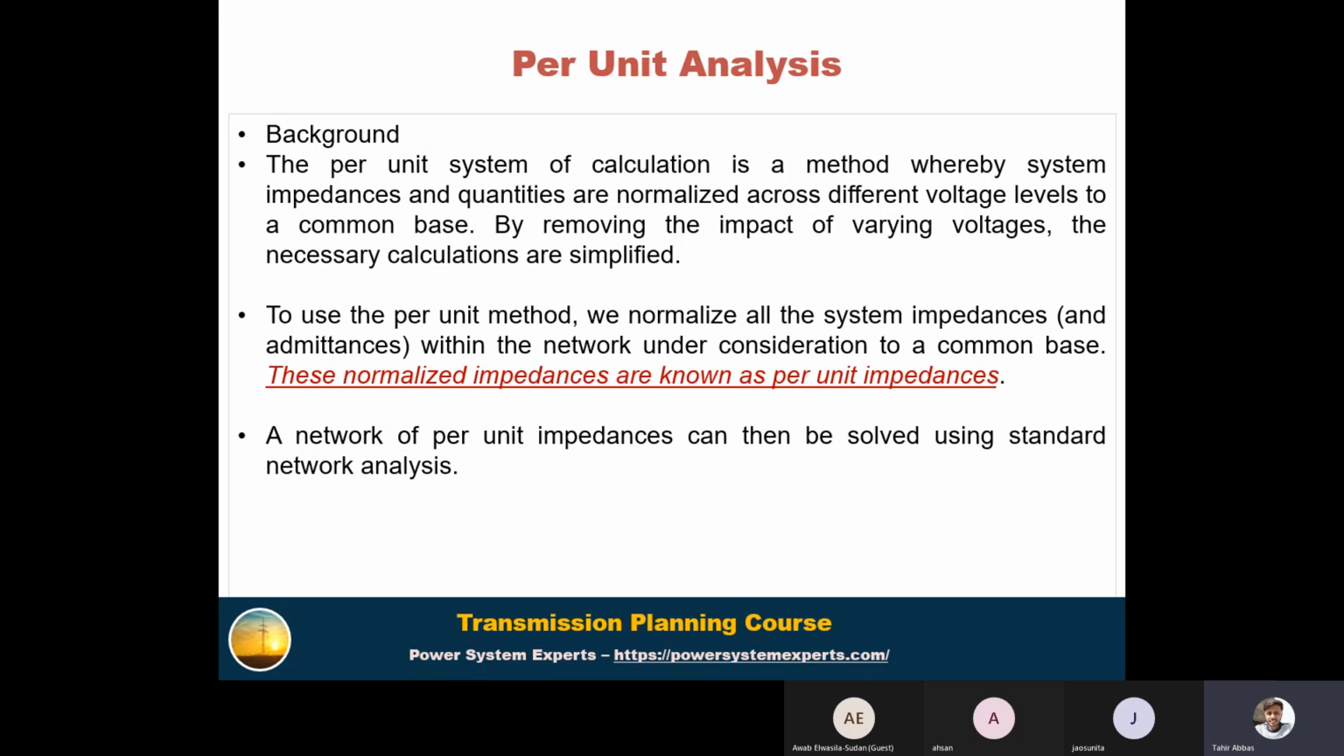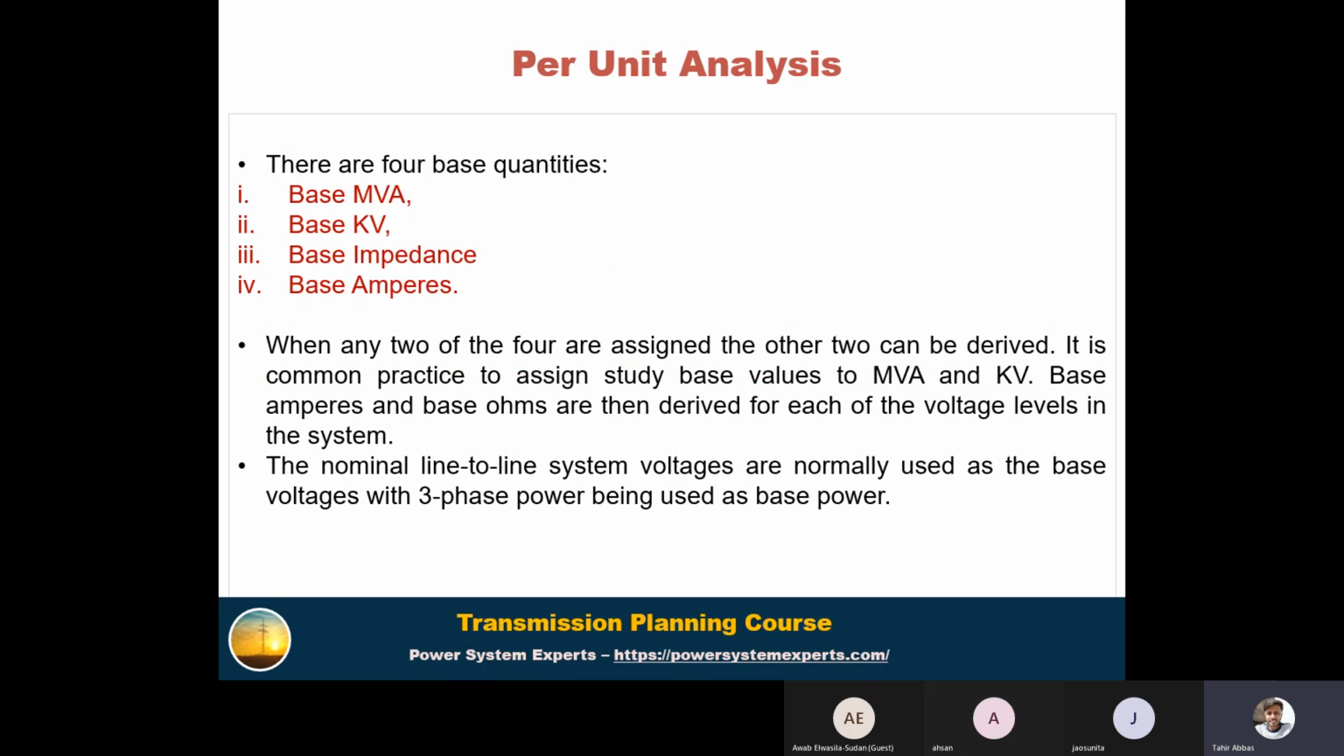Mostly in the per unit method, all the system impedances and net admittances within the network are converted into a common base, and these normalized impedances are known as per unit impedances. And the per unit network can be solved the same way with standard network analysis methods, the same Ohm's law and Kirchhoff's laws and other laws also.